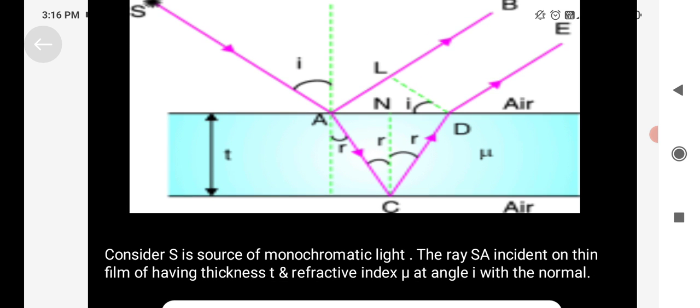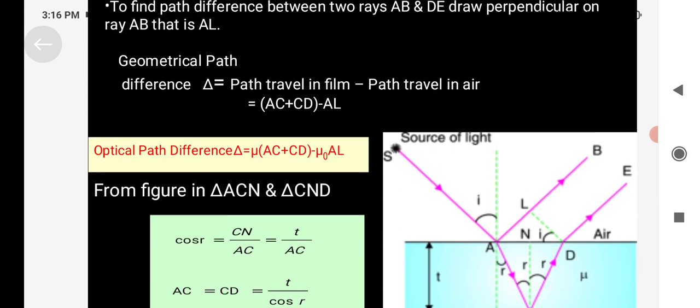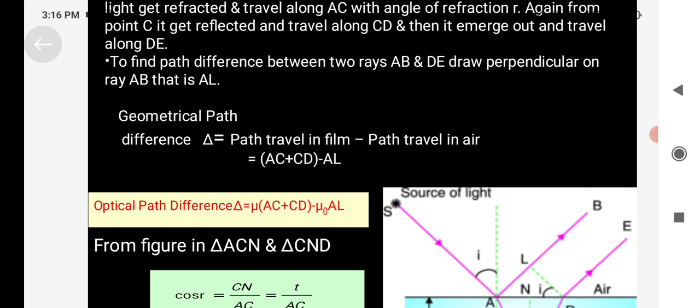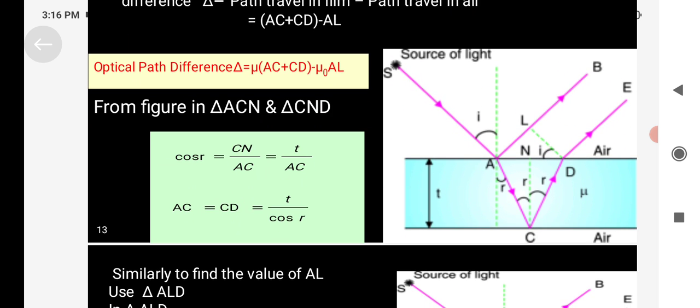Okay, then optical path difference. For optical path difference, we have to consider the refractive index of the given medium. Now refractive index of the thin film is mu, and refractive index of the air is mu 0. So optical path difference delta is equal to mu into (AC plus CD) minus mu 0 into AL.